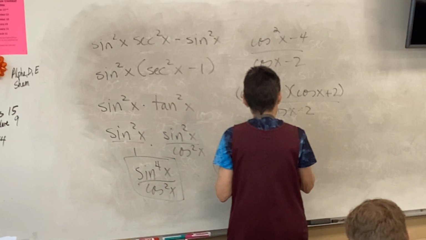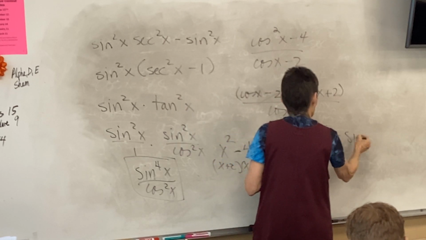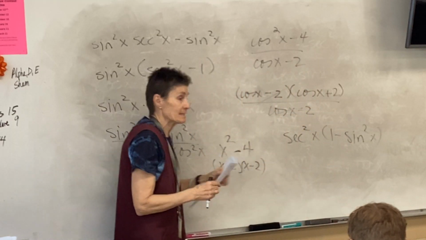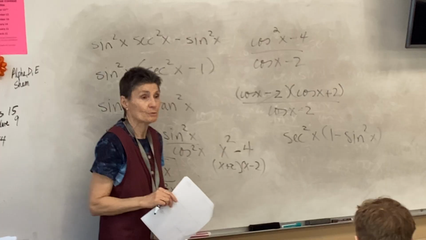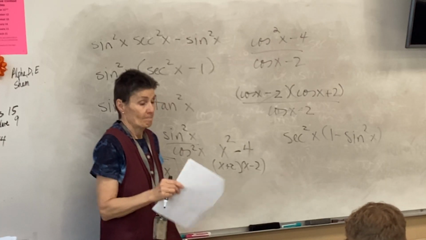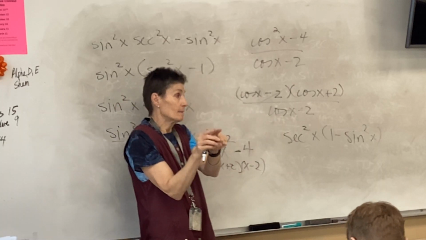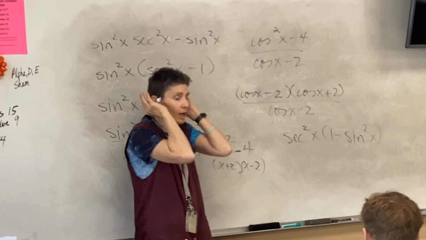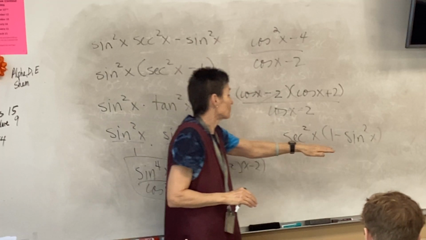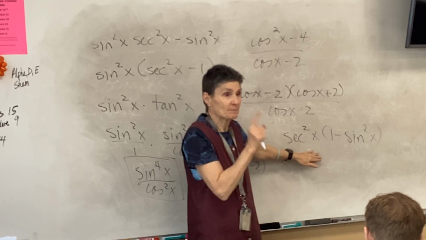Number 13. I did not leave myself much room here because this is about a two-stepper. Cam is thinking along the right lines. He is paying attention, he's focused, and he says secant squared is 1 plus tangent squared. Absolutely correct.